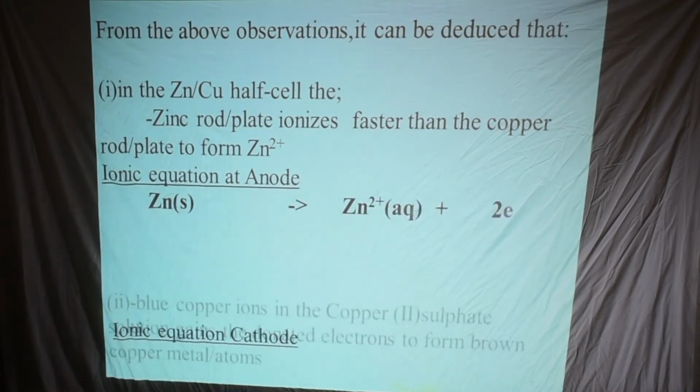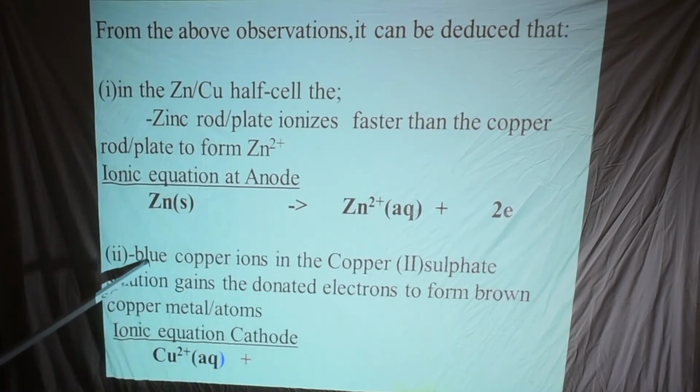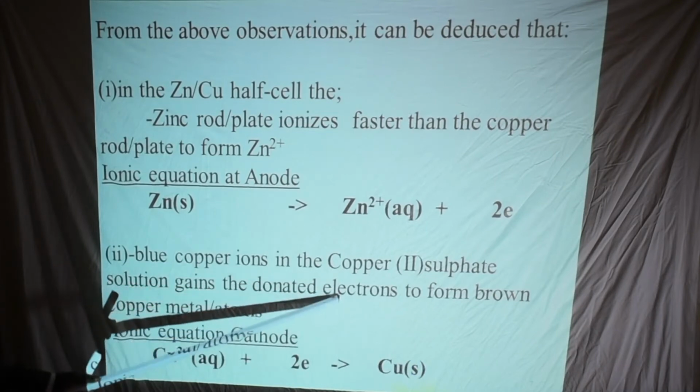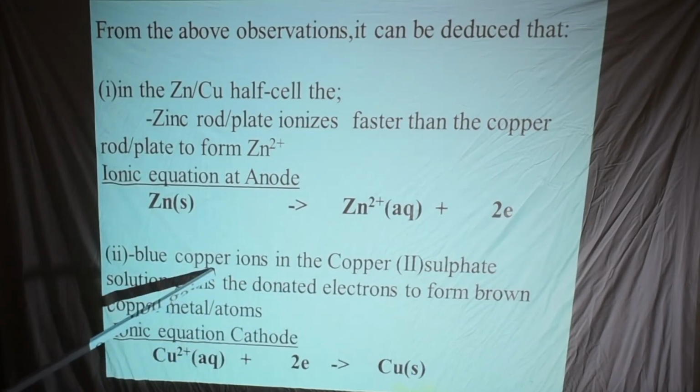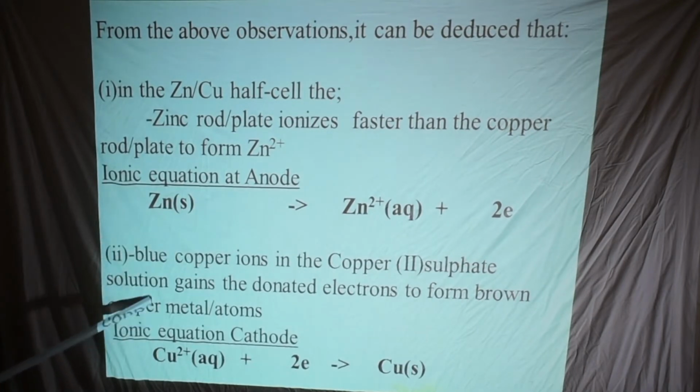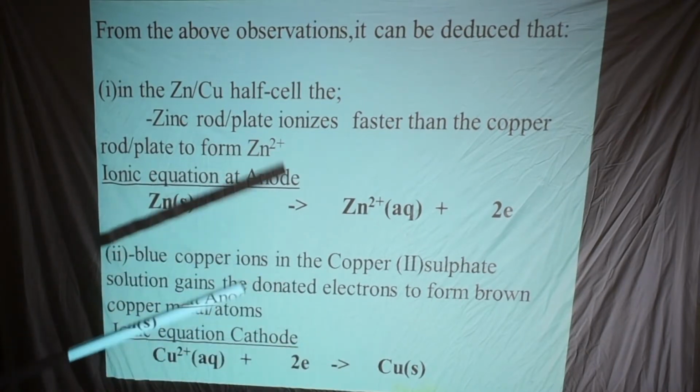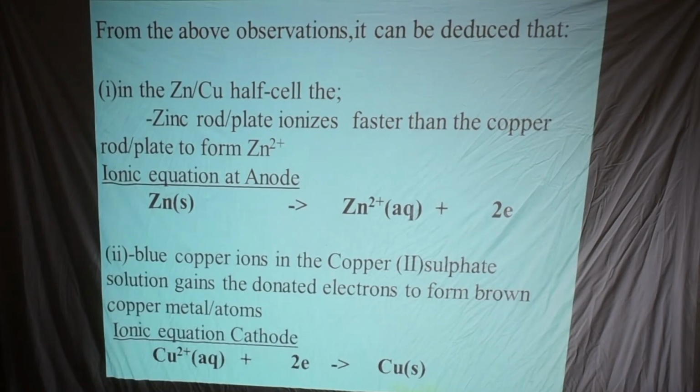Now, the blue copper ions in the copper(II) sulfate solution gain the donated electrons. Remember, the copper solution is gaining the electrons. And what is the meaning of that? We will have the formation of a brown substance on the metal surface, so the mass increases. Why? Because this one is gaining two electrons to become a metal. The mass of the cathode increases. That is the understanding of that.